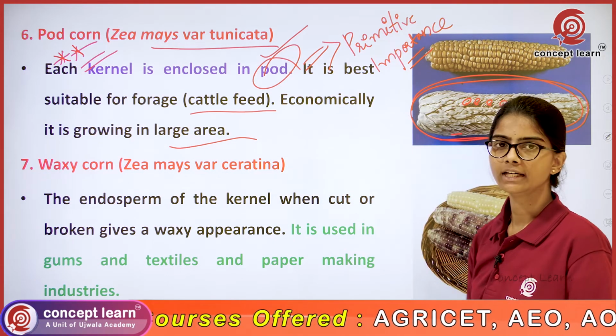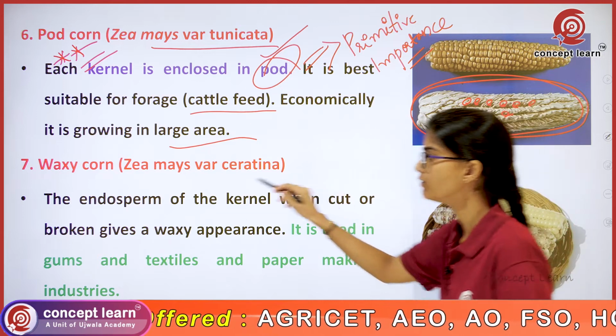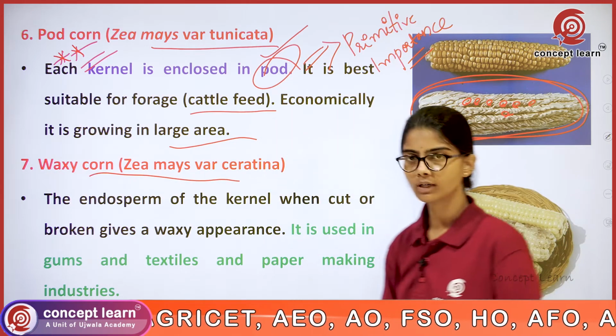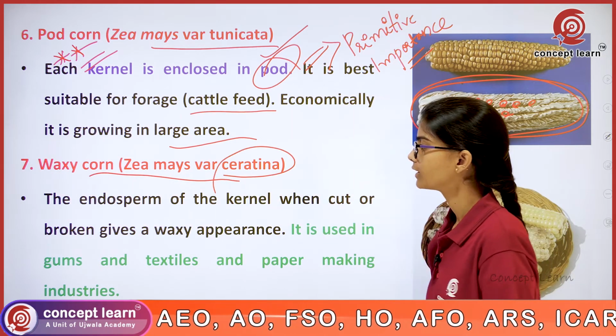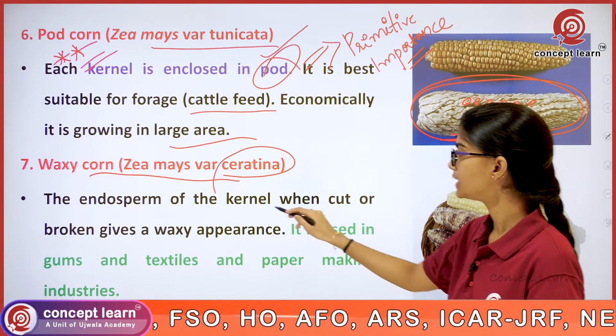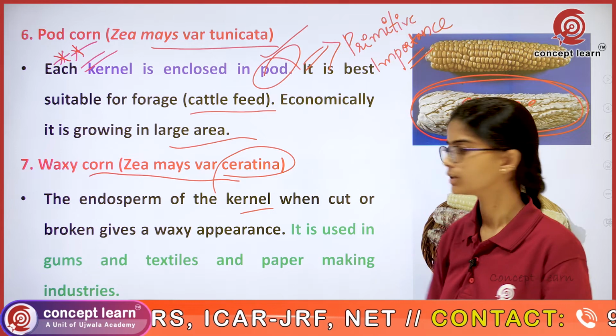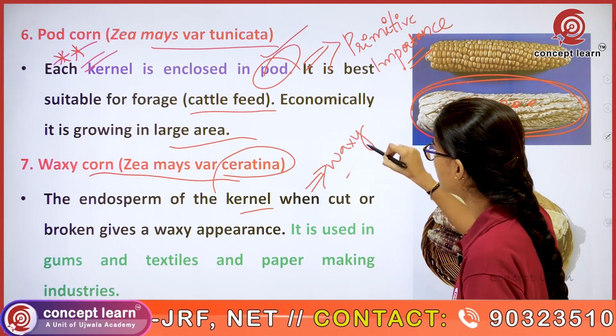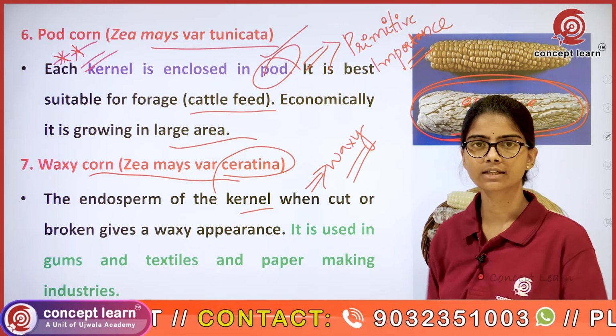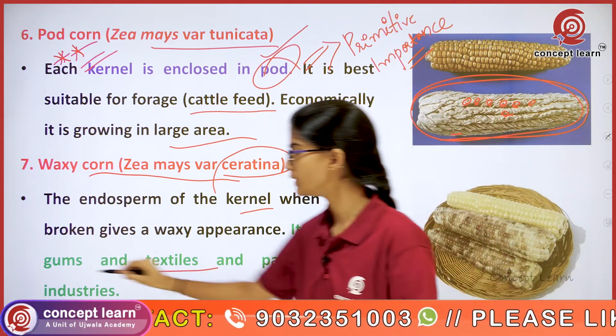And the next variety of corn is waxy corn, Zea mays ceratina. The endosperm of the kernel, when cut or broken, gives a waxy texture, which is used in the paper making industries, textile industries and gum industries.